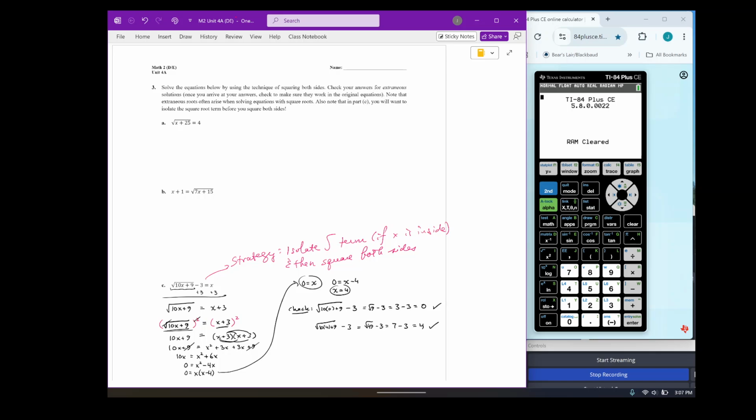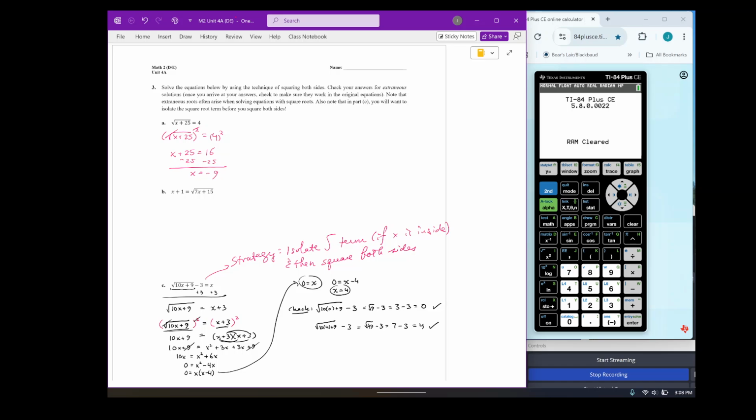The square root term is already isolated, so I'm just going to rewrite this way. And now square roots and squares are inverse operations. They cancel each other out. So when you square a square root, you're just left with the inside. And that 4 squared is 16. And then if I subtract 25 from both sides, I'll get x equals -9.